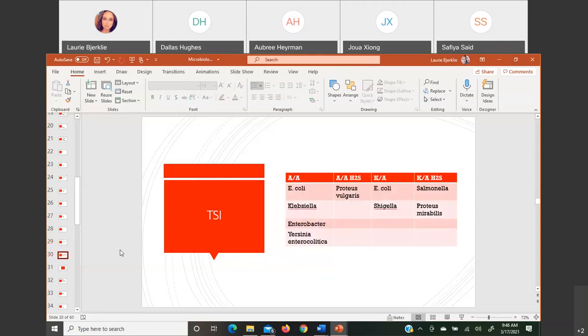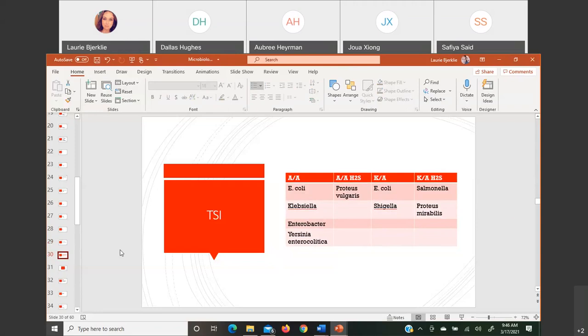So here's what you have for that. E. coli tends to be a couple different things depending on the strain, because the strains of E. coli will have a few different test results. So ARA, you see E. coli, Klebsiella, Enterobacter, Yersinia; ARA with H2S production, Proteus vulgaris; K over A, E.